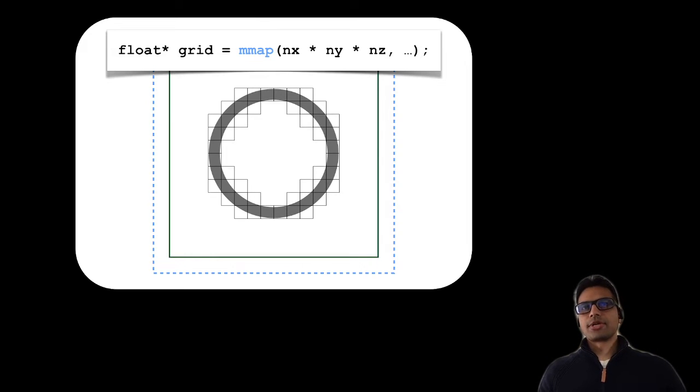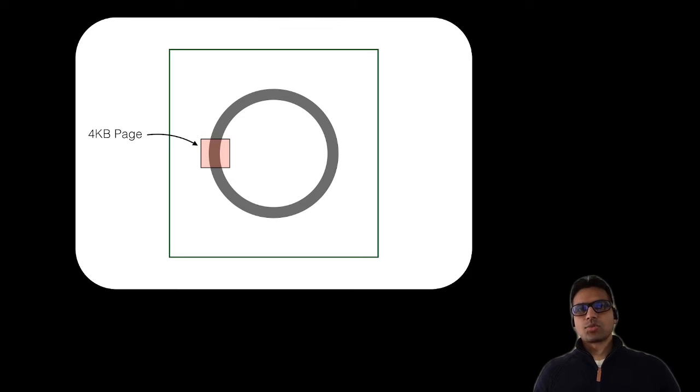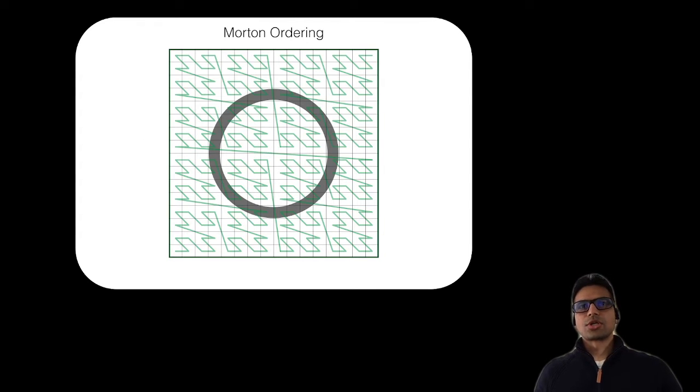Now, ideally, we only want to store those entities that are closest to my narrowband of interest. And this brings up the question of how you index into this dataset. If you were to follow lexicographic indexing, then each 4 kilobyte page will have very low utilization. Here we are just giving a ballpark of approximately 10%. So what you want is something that is more compact, as shown here, and this can be achieved using a Morton ordering. This is a concept that is also used in computer architecture for designing page tables.